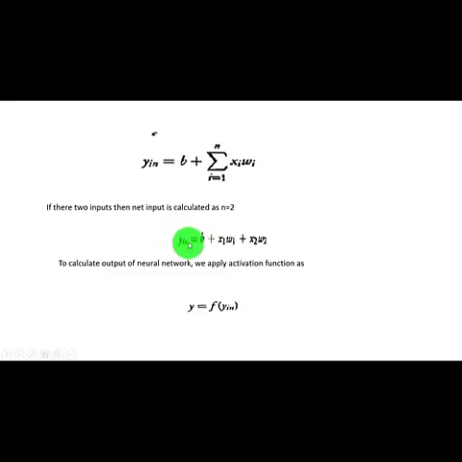Now we will apply the activation function on this net input y_in. This is the formula f of y_in, where f is an activation function. We are applying this activation function on y_in and we get the output as y. That means the neural network generates the output. The symbolic representation of that output is y. This is all about the basic introduction of activation function.